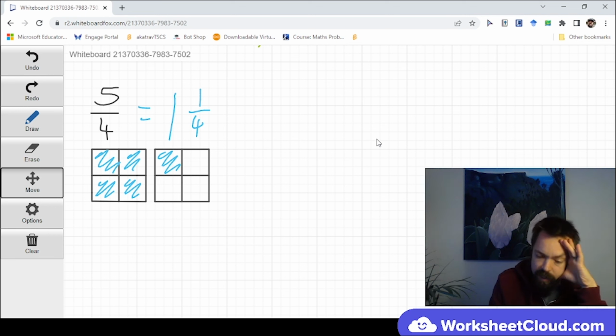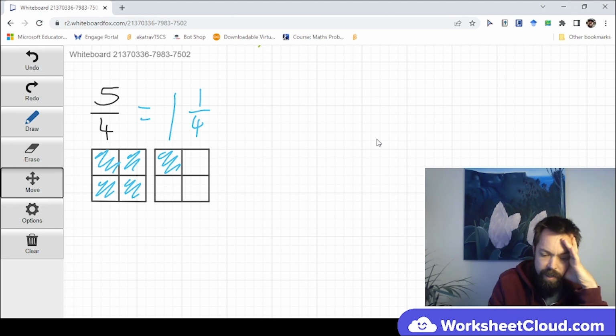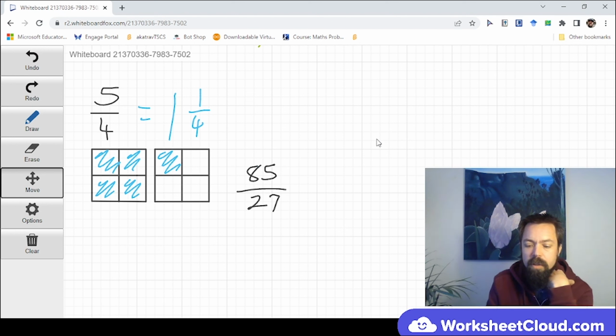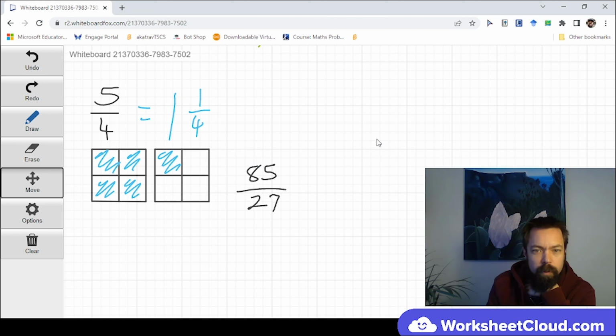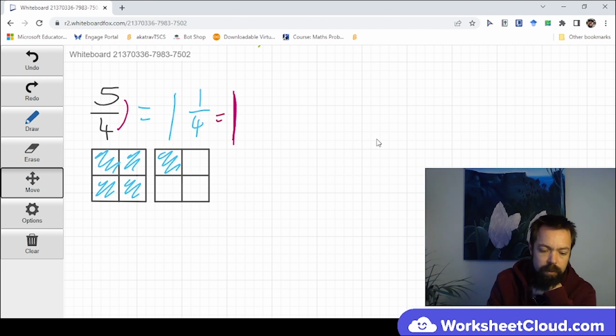That's very nice, but if I had, say, 85/27, I certainly don't want to have to go and draw all of the pieces so that I can figure it out. And I'm sure you know the easiest way to do it, and that is to simply ask yourself, how many times does 4 fit into 5? Once. Well, we used 4 of the 5. We had 1 left over. We're still looking at quarters. And there we go.